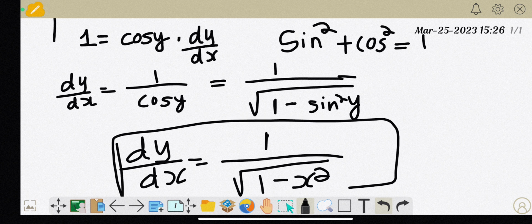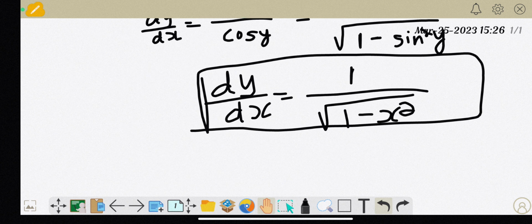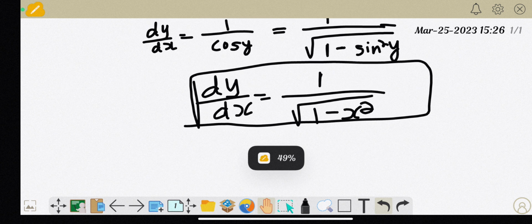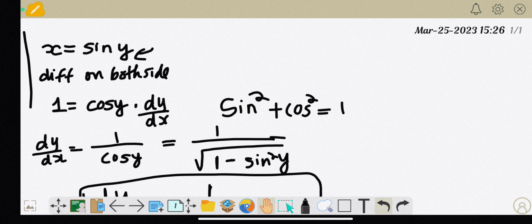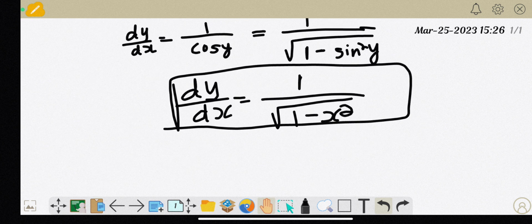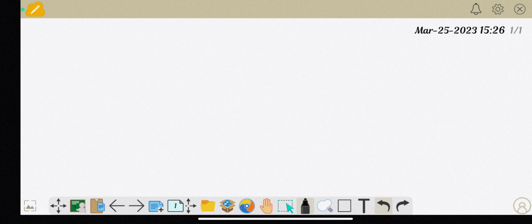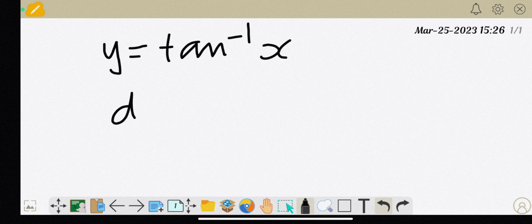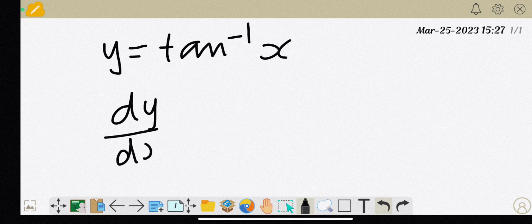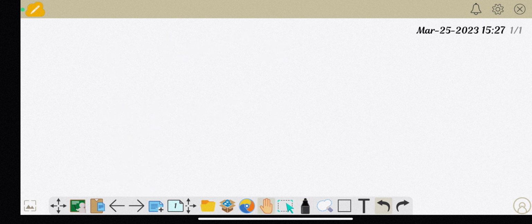So by applying a similar process, you can derive the formulas for other trigonometric functions. Other trigonometric functions can be solved using the same method, correct? Okay, so here let's try to derive a formula for y is equal to tan inverse x. You could understand how I derived this sin inverse x formula.